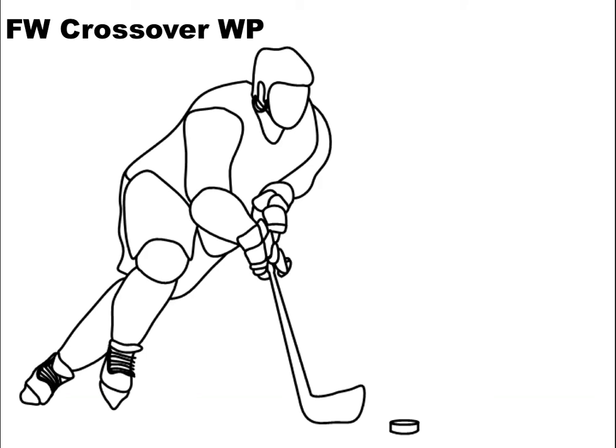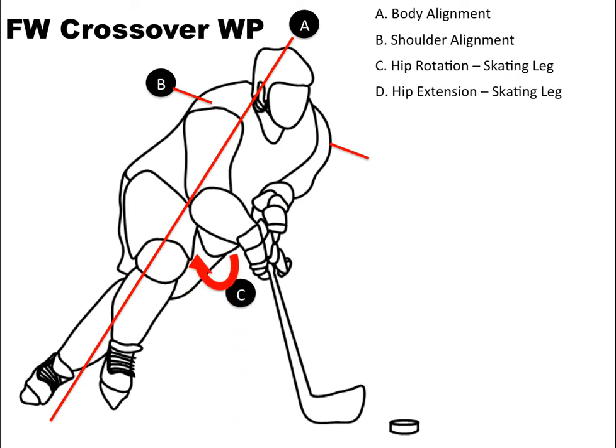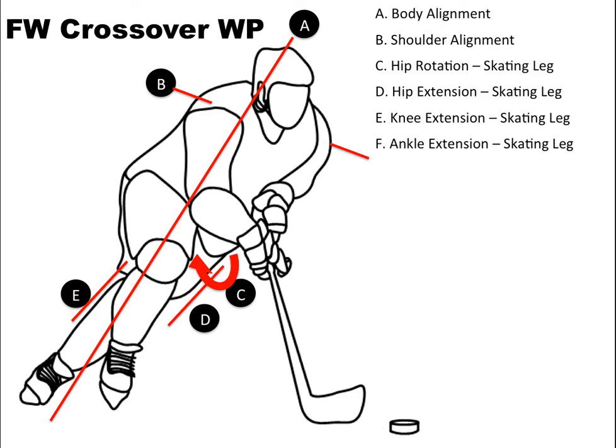Looking at this example where we're using a puck, we have language that describes body alignment. We also have language that describes the shoulder alignment. And these are all mechanical principles. So we break down the hip rotation of the skating leg. We have to understand the hip extension of the skating leg, the knee extension of the skating leg, the ankle extension of the skating leg. We also have to work on the adduction of the skating leg.